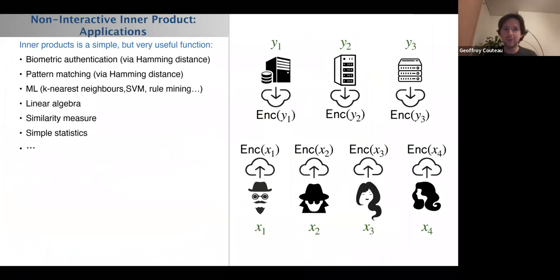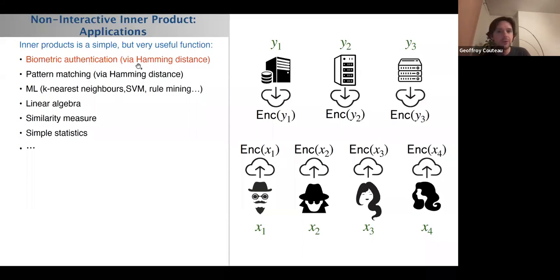So why non-interactive inner products, beyond the fact that we can do it? Well, it has many natural applications. It's a simple but super useful function. I'm listing a few here: biometric authentication, pattern matching, and many more. Just as a quick example, let's look into what you could do for biometric authentication.